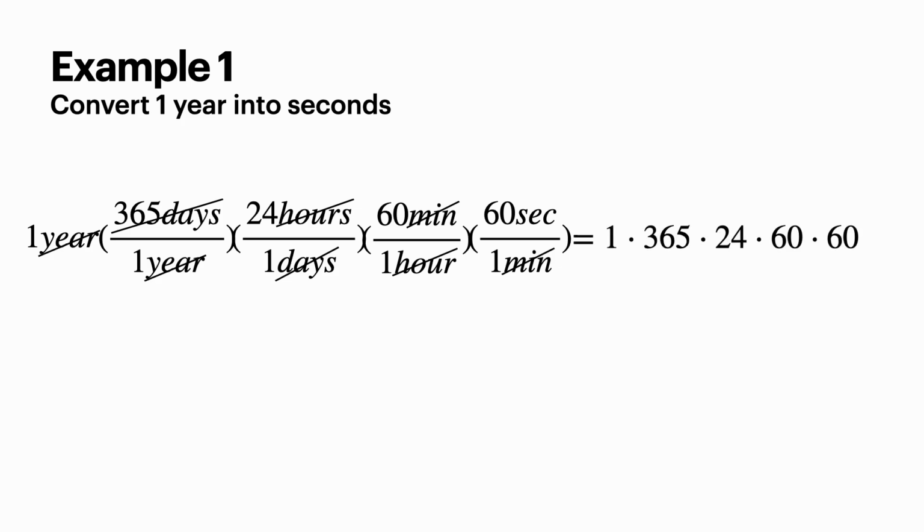And we'll multiply across the top. So 1 times 365 times 24 times 60 is 31,536,000 seconds. That is equivalent to 1 year of time.